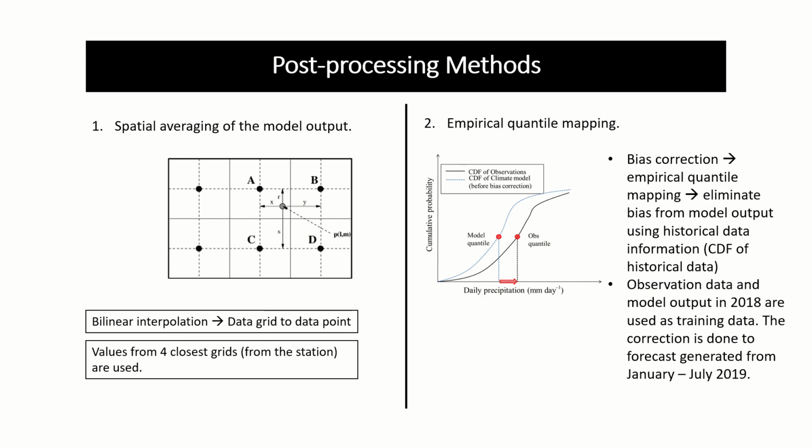So we also applied 2 post-processing methods to the model output. The first one is the spatial interpolation of the model output using the bilinear interpolation, and the second one is the empirical quantile mapping. So the quantile mapping is actually a method that we use to create a transfer function between the observed data to the model data based on its probabilistic distribution. So for the empirical quantile mapping, we use the observation data and model output or hindcast in 2018 as training data. And then the correction is done to the forecast that is generated from January to July 2019.